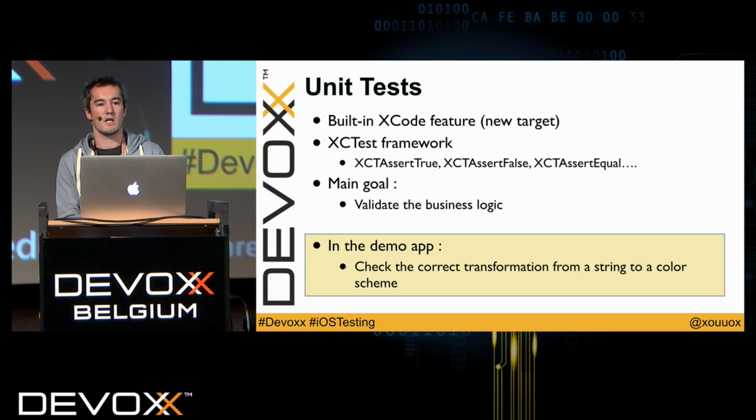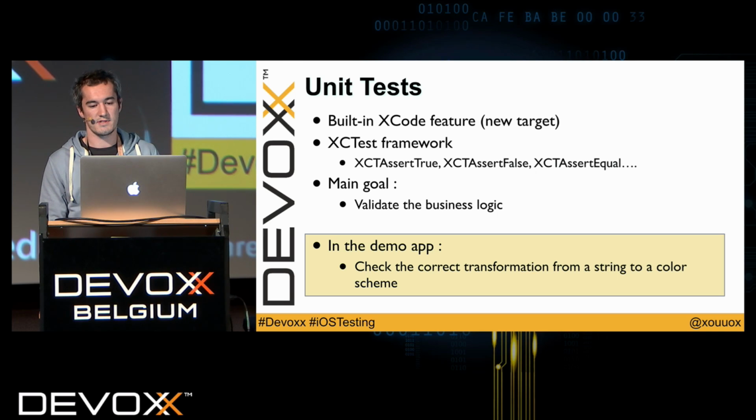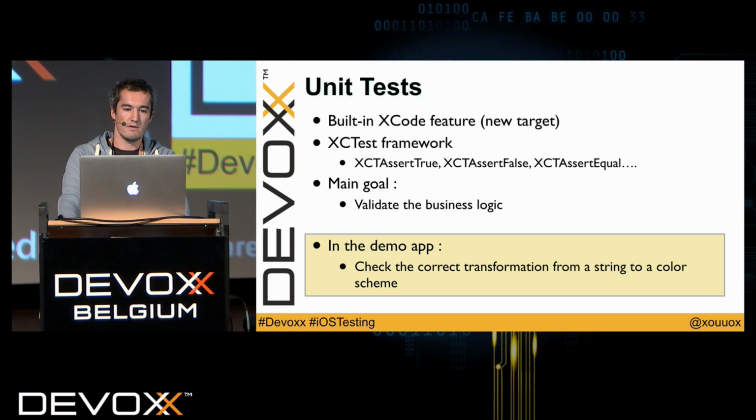So let's start with unit testing. It's a built-in feature directly in Xcode. You will run those tests through a new target, and it's based on the XCTest framework. And it's more or less like JUnit. So you have the same kind of API: assert true, assert false, assert equal, and so it's going to be easy to try.